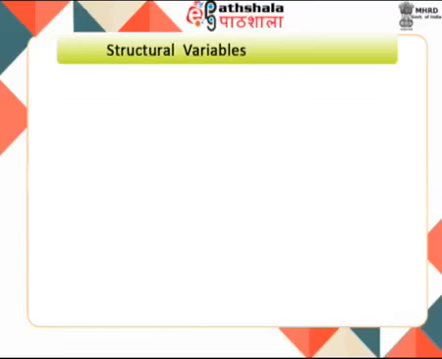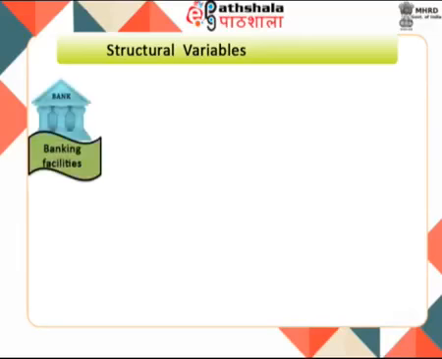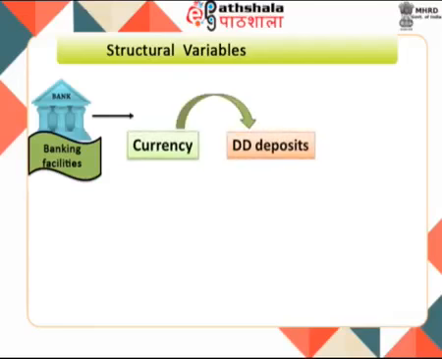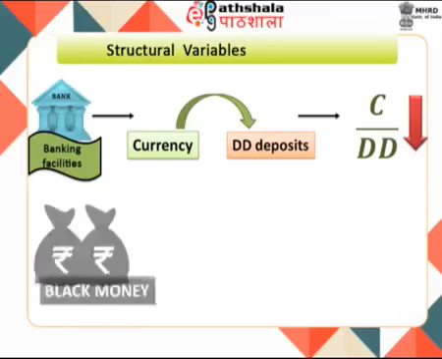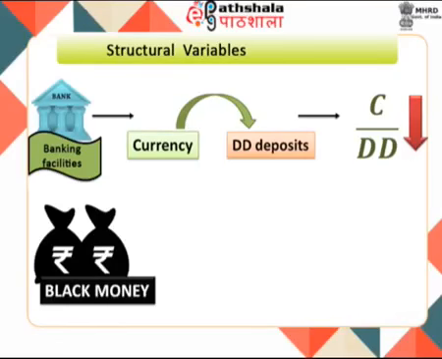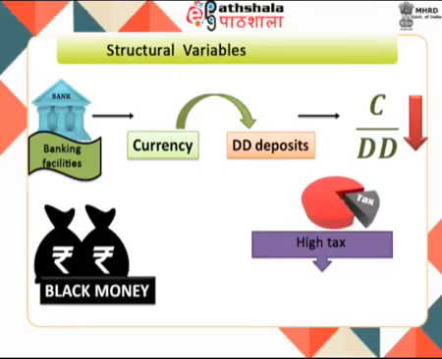Structural variables. The spread of banking facilities amongst the population is likely to affect the C/DD ratio, as it would enable the public to move out of currency into demand deposits and hence could be the cause of a decline in the C/DD ratio. Another factor which could affect this ratio is black money holdings. In a period of high taxation, people have an incentive to evade taxes and hold them as currency.